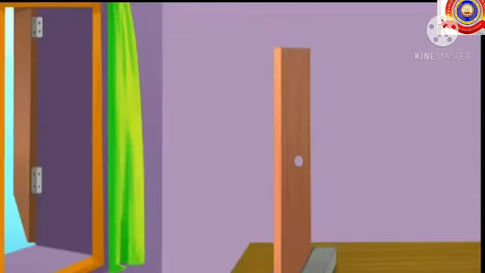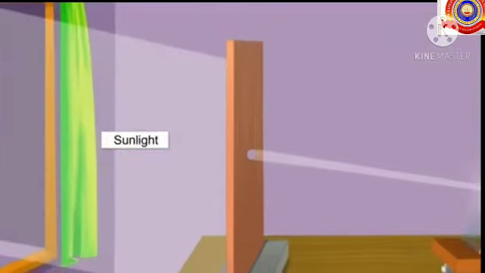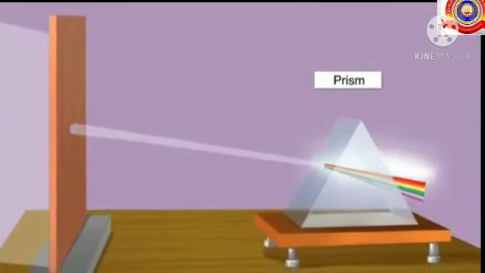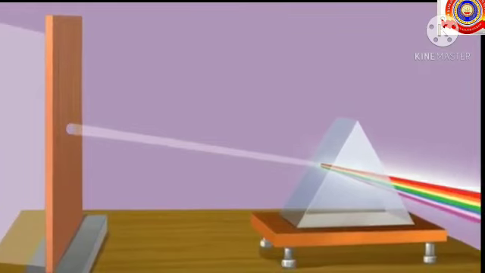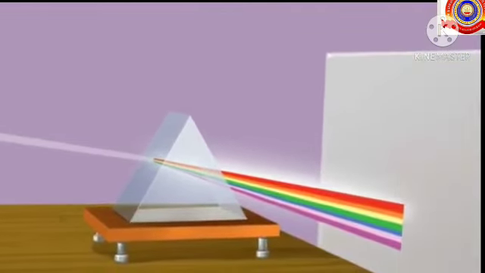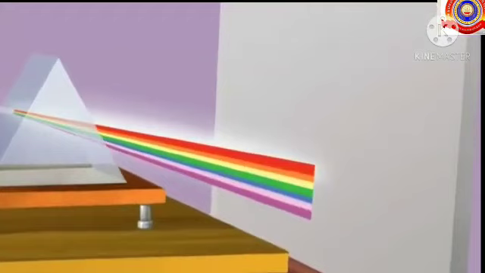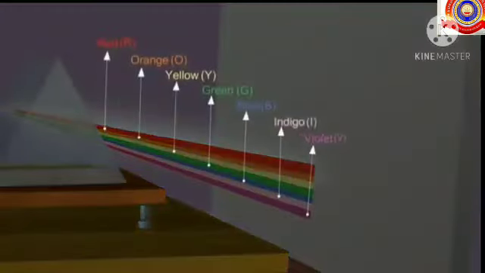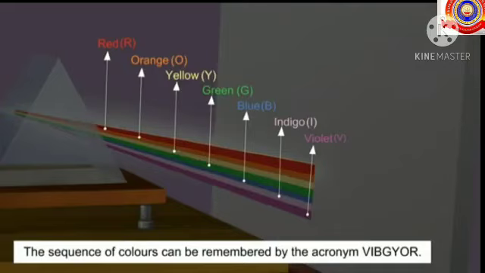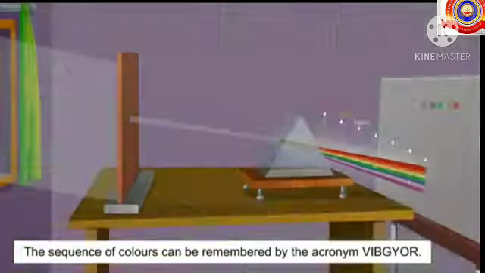As sunlight passes through the prism, you will observe a beautiful band of colors called a spectrum appearing on the white sheet. If we look at the colors on the white sheet, they are in the order violet, indigo, blue, green, yellow, orange, red. This sequence of colors can be remembered by the acronym PIBGIOR.